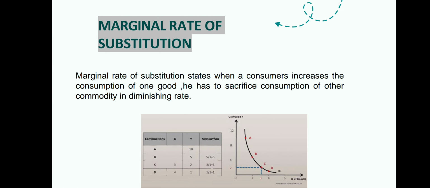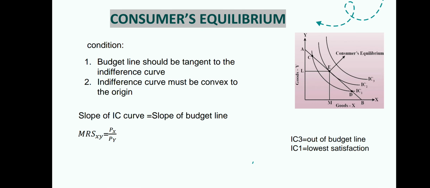Next, the marginal rate of substitution. Marginal rate of substitution states that when a consumer increases the consumption of a good, he has to sacrifice consumption of the other commodity at a diminishing rate. And here we get the graph of marginal rate of substitution, and we can see it's downward sloping. Next, we get consumers equilibrium, which we are going to discuss in the last part of our video.